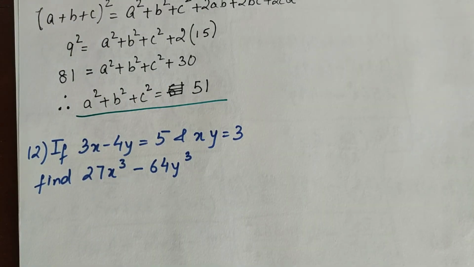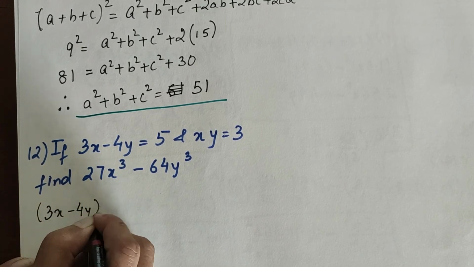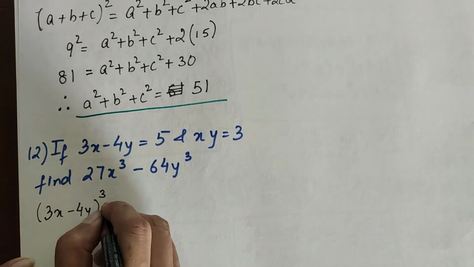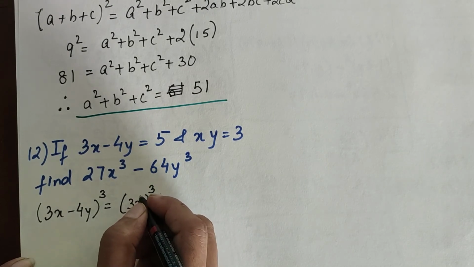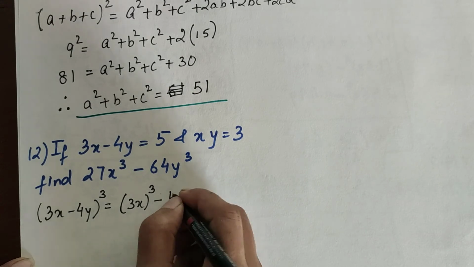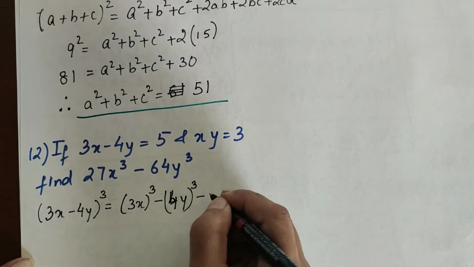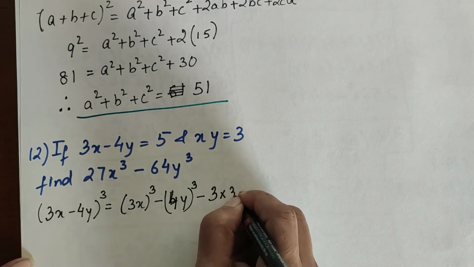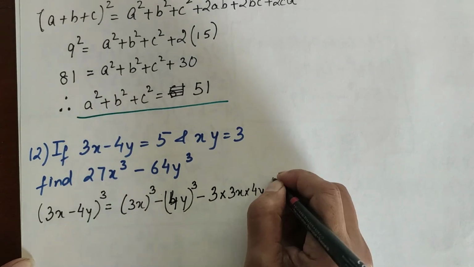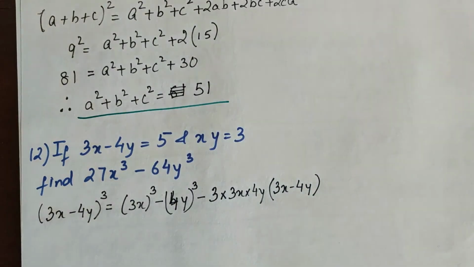So I am going to use the formula for cube. The formula for cube is (a minus b) whole cube. So here it is (3x minus 4y) the whole cube. What is the expansion? a cube, it means (3x) cube, minus b cube, here it is (4y) cube. Then minus 3ab, which is minus 3 into a, here 3x, and b, here 4y, inside the bracket the same a minus b, which is 3x minus 4y. Now we solve this.